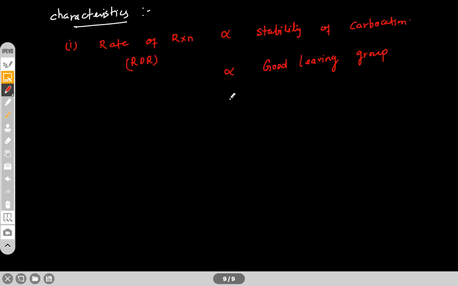It is also inversely proportional to the basic strength of the leaving group. Basic strength means electron donating power.